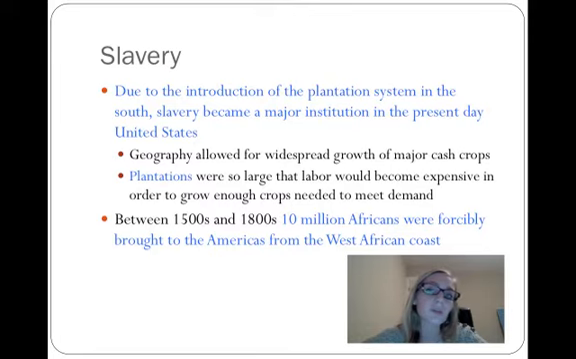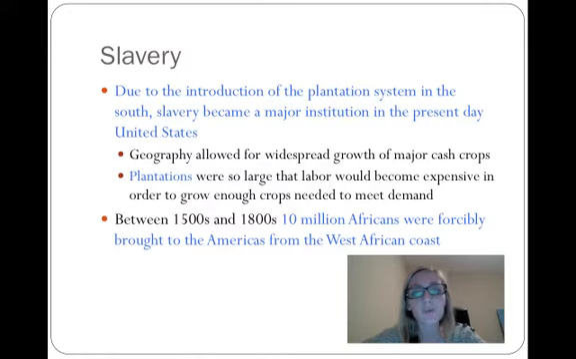Geography is actually one of the major proponents in slavery because it allowed for these plantations and widespread growth of crops. People felt like there was a need for cheap labor or free labor in order to make a profit on these plantations. Between the 1500s and 1800s, 10 million Africans were forcibly brought to the Americas from the West African coast, in part of the triangular trade system, which we'll take a look at next.